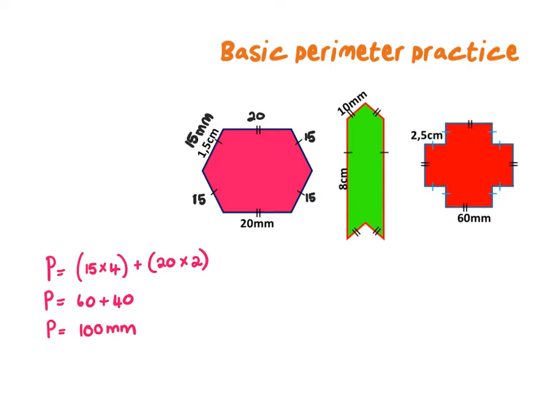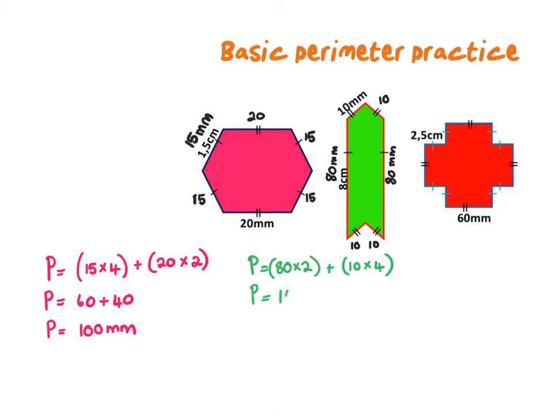Let's consider the second shape. Here we are working with 10 millimeters and 8 centimeters. So I'm going to start off with changing the 8 centimeters to 80 millimeters. Now remember that the opposite side is also 80, since both of them are shown with a little one singular line. And I have 4 sides that are 10 millimeters. So when calculating the perimeter of the second shape, I'm going to say 80 multiplied by 2, because there are 2 sides that are 80, and there are 4 sides that are 10.